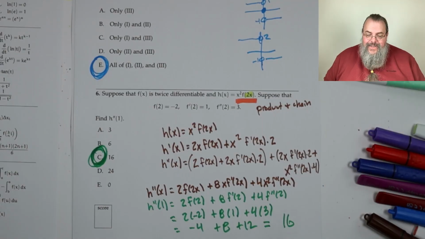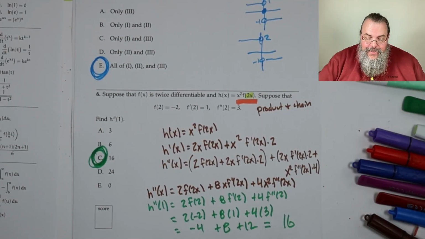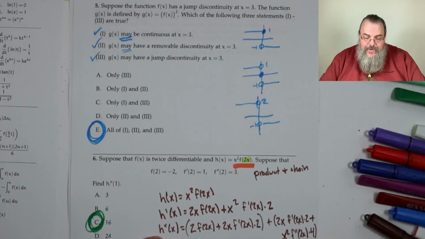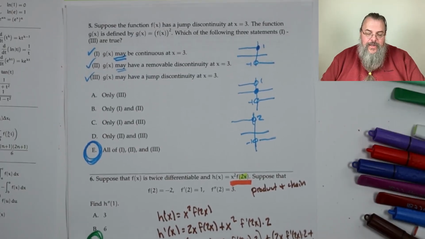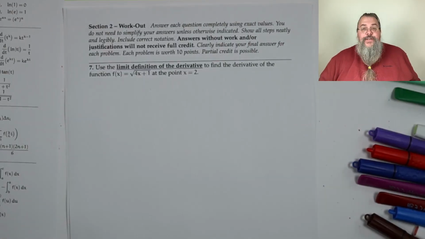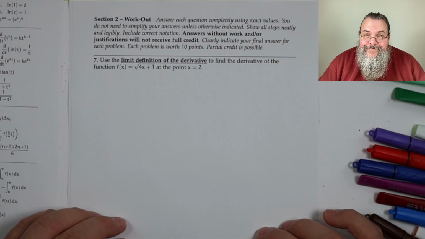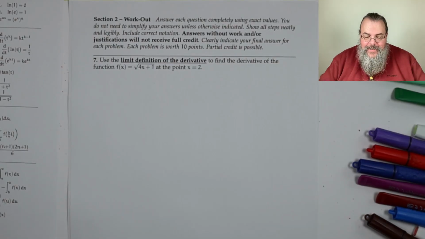Okay. And there we go. And that's the end of our multiple choice. We're doing great. Plenty of time. We've only used about a third of our time. So that means we're going to have a luxurious time when it comes to doing our workout problems. All right, let's go and start.